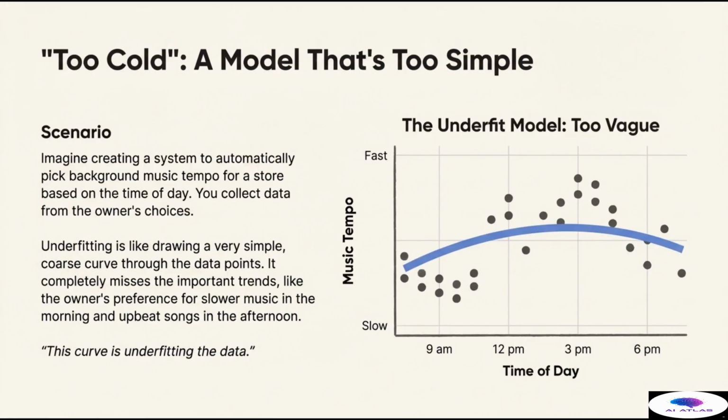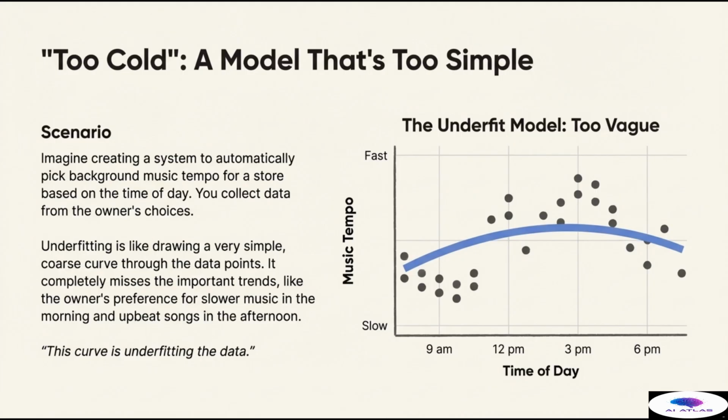Let's dive into a practical example of underfitting using a scenario where we try to predict optimal background music tempo for a store based on the time of day. Imagine the owner prefers slow, relaxed music in the quiet morning hours and faster, upbeat music during the busy afternoon peak. The data points scattered on the graph represent the owner's actual tempo choices throughout the day. Our underfit model, shown here by the simple blue curve, is too vague.